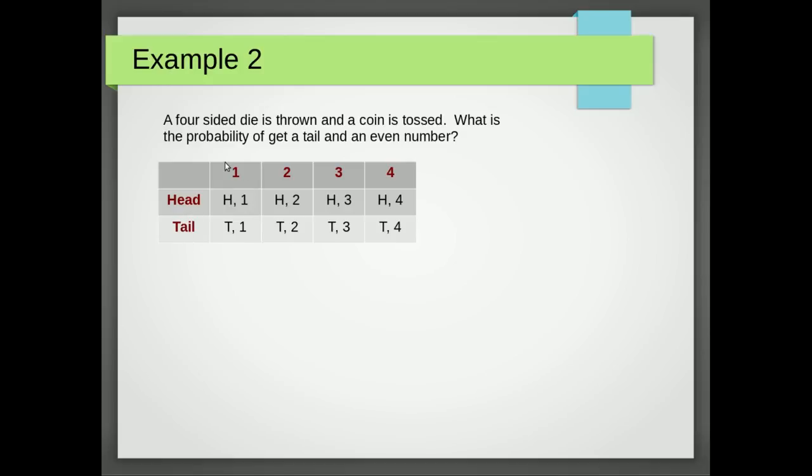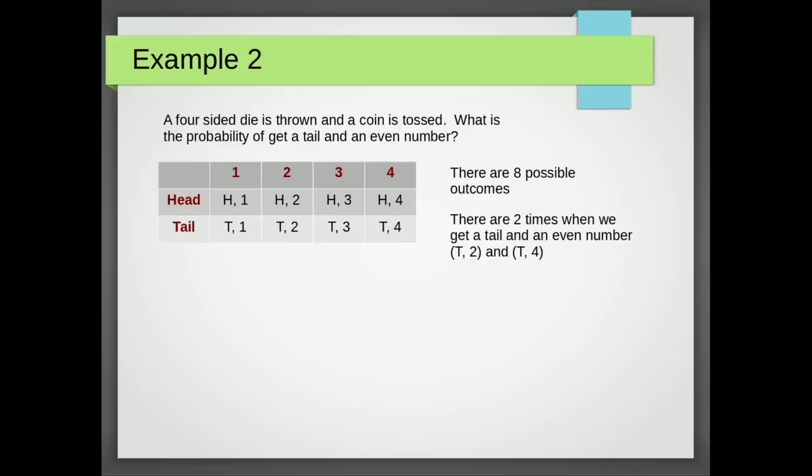And again, where they intersect with each other would be a single occurrence. So we could get head 1, head 3, tail 2 and so on. So how many different possible outcomes are there? Well, it's 2 by 4, so there are 8 possible outcomes. How many of those outcomes are a tail and an even number? Well, the nice thing is we only have to look along this row. Tail and an even number, well, that's this one and this one here. So we've got 2 occurrences where we get a tail and an even number. So that gives us the probability of getting a tail and an even number is 2/8.